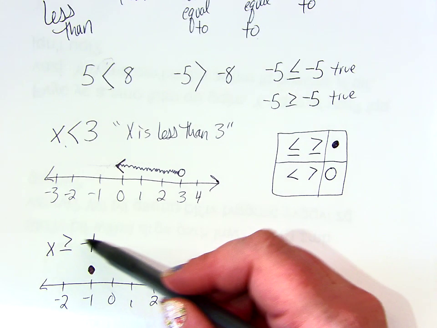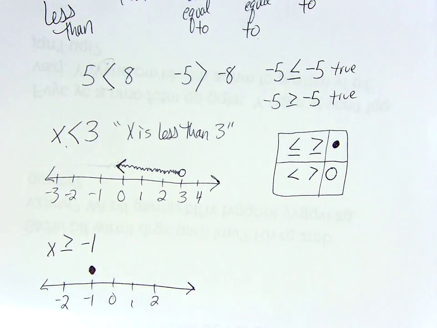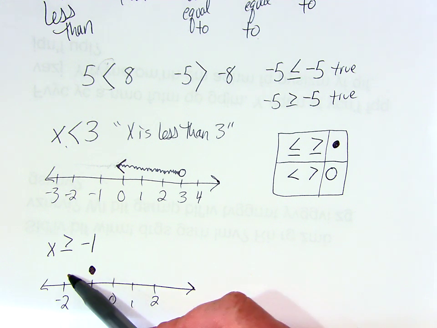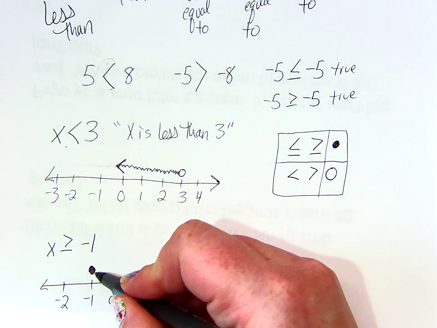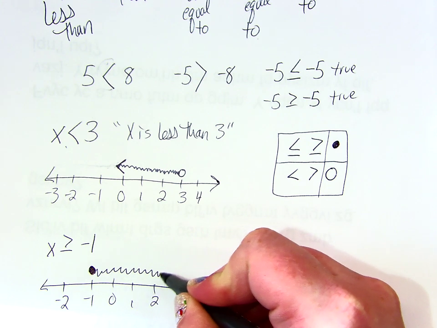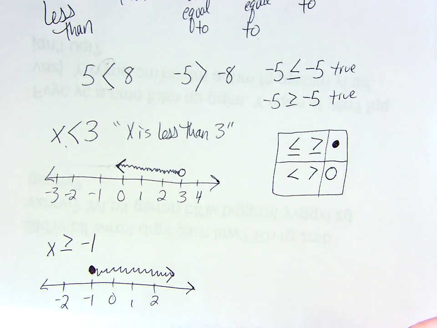Okay? And I want all the numbers greater than -1. Well, where are the numbers greater than -1? To the left or to the right? To the right. So I just shade this way. Make sure you put an arrow.